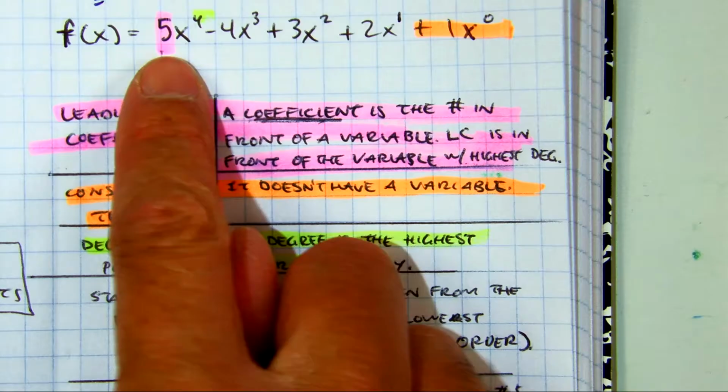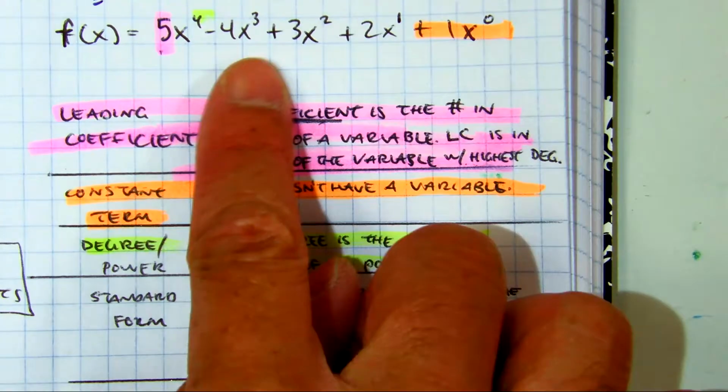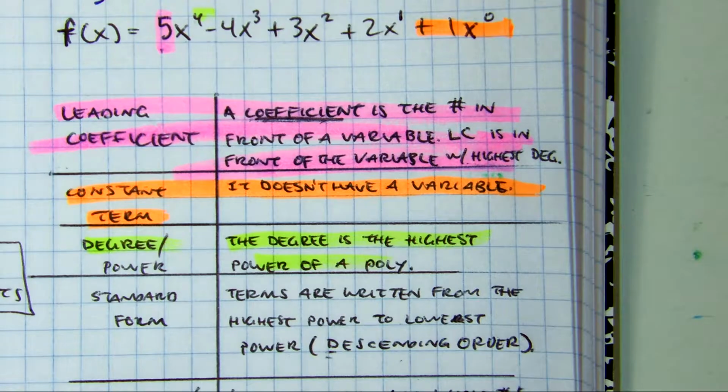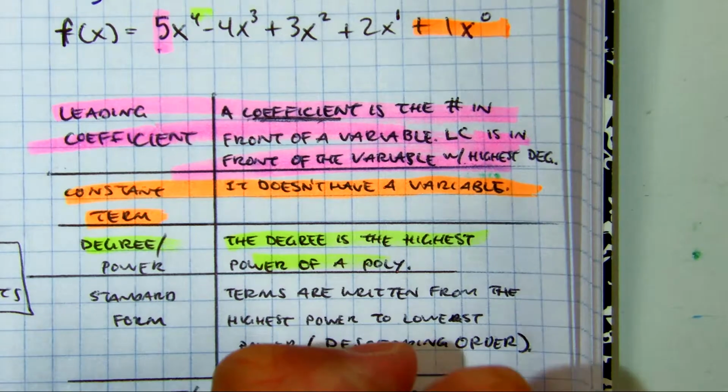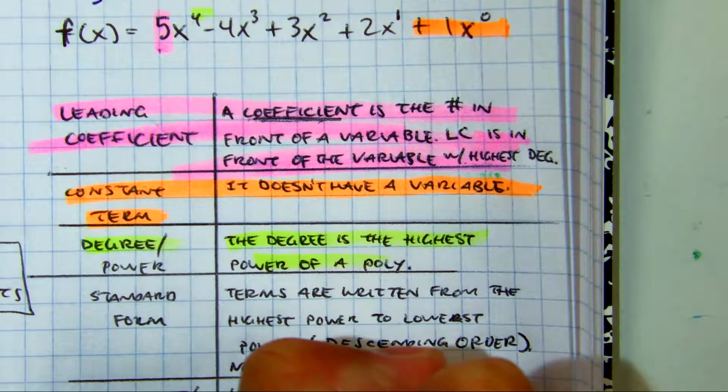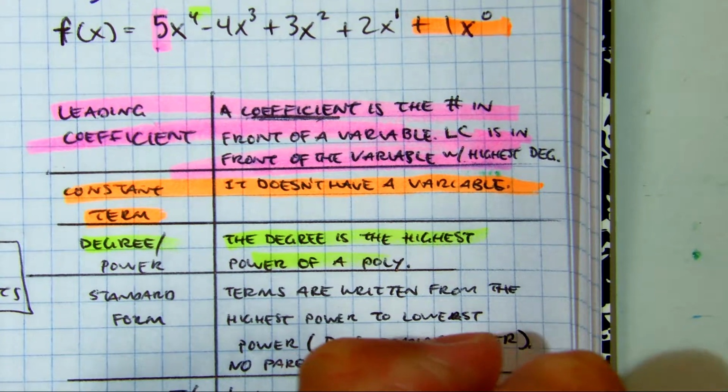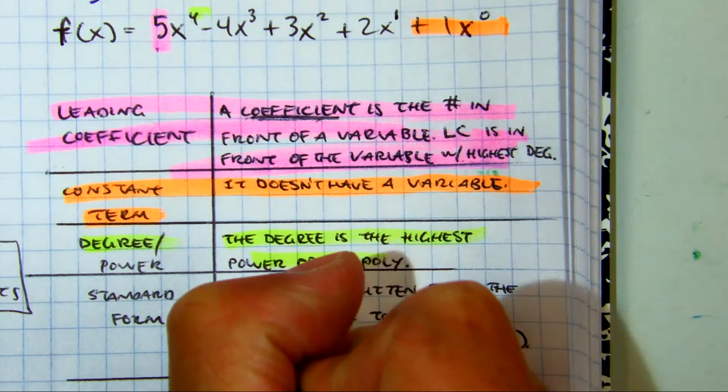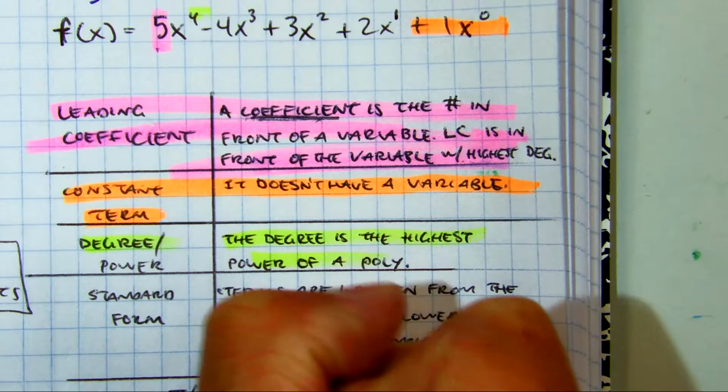Also, standard form, you'll notice, has no parentheses. No parentheses. Let's write that. No parentheses. These are just bullet points.